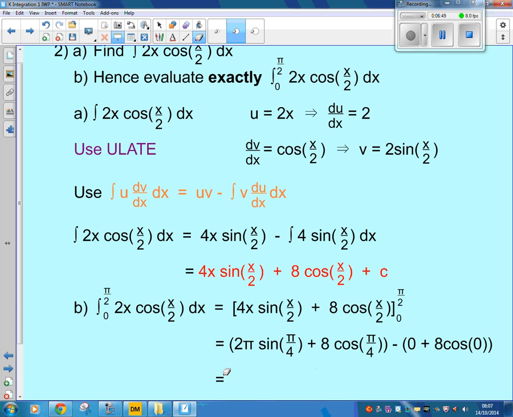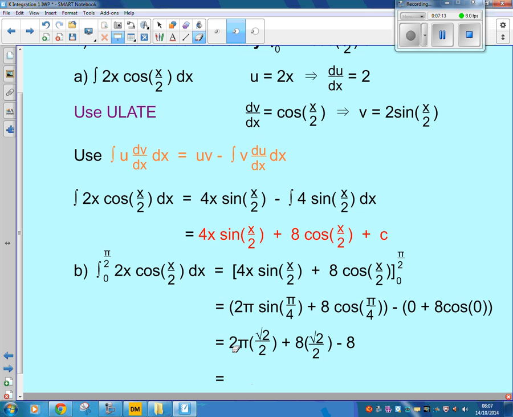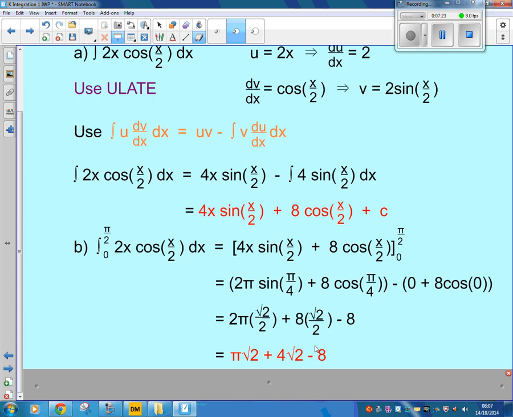Sine of pi over 4 is root 2 over 2. So you get 2 pi root 2 over 2. You might have it as 1 over root 2, it'd be the same thing. Then plus 8 cos of pi over 4 is also root 2 over 2. So it's another 8 root 2 over 2. And then here, it's minus 8 cos naught. Well, cos naught is 1, so you just get minus 8. Simplify it a bit. Okay, 2 cancels with a 2, and you're left with pi root 2. 8 cancels with a 2 to 4, and you're left with 4 root 2 minus 8. So there's our answer.